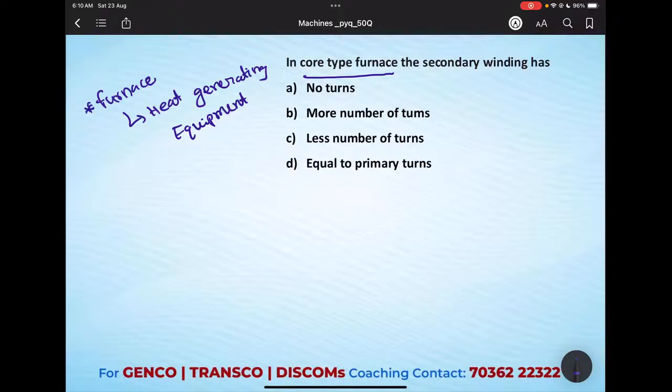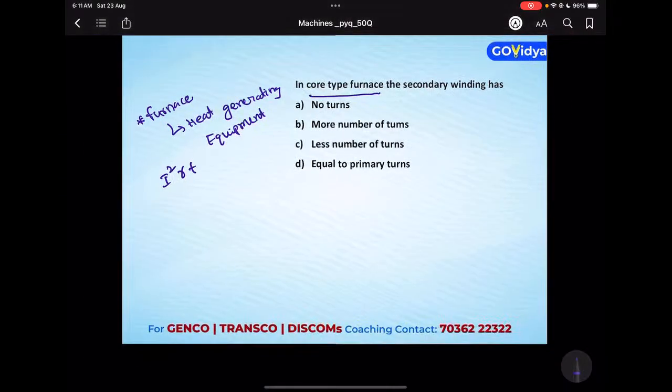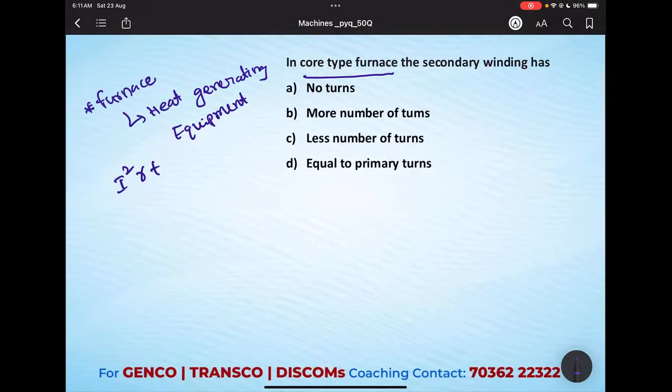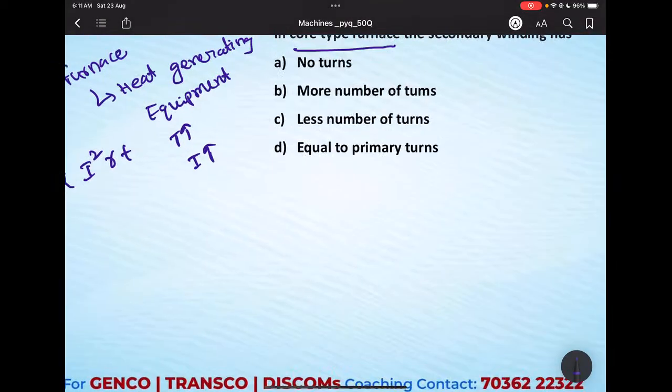As we know, the electrical energy used for generation of heat is I square into R into T. So in order to generate high temperature we need high current, as the heat energy is directly proportional to I square RT. This is our first requirement of our furnace.